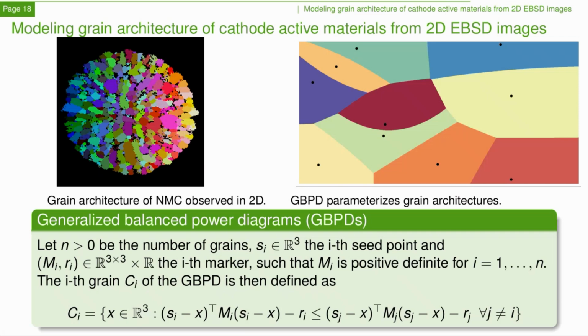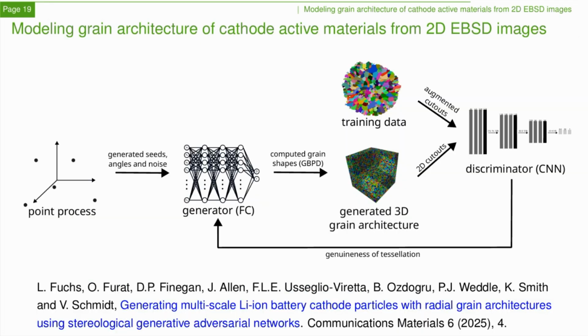Basically, with that, you can tessellate space or define these mosaics by point patterns. And with that, you can model these microstructures more easily because you only have to model the point pattern instead of the individual pixel values. And here we also used generative adversarial networks to train the point pattern distribution using 2D image data. With that, we could generate virtual 3D microstructures.